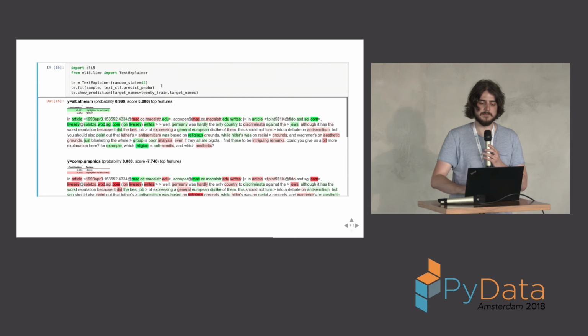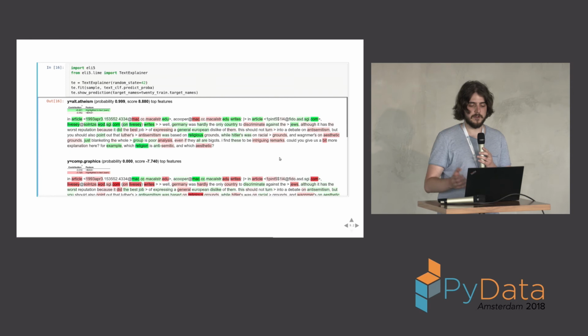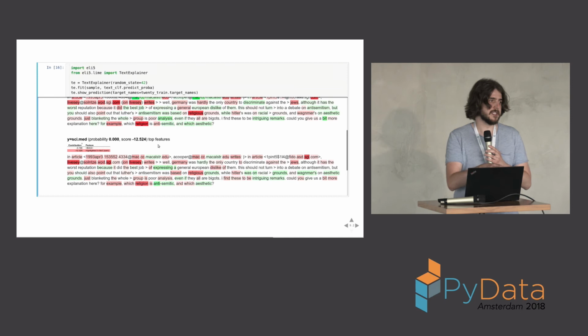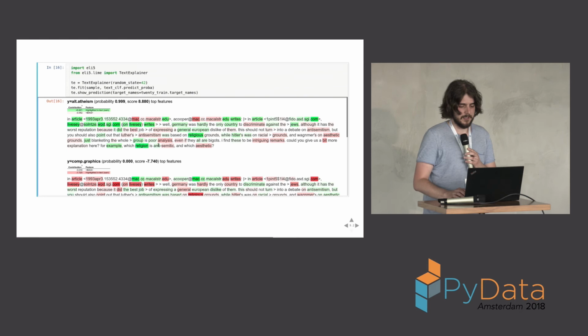So it has a high probability for atheism, and it points to a lot of things like the email addresses. John Lifesay is obviously a really strong atheist indicator. And then edu, so probably educated people, whatever. You see it uses more features, more different words and a different weighting. I guess it also uses bigrams instead of unigrams.